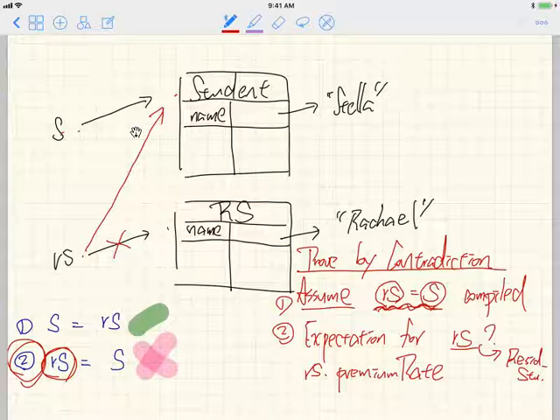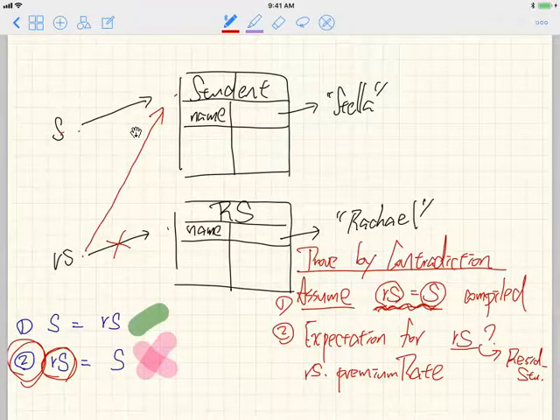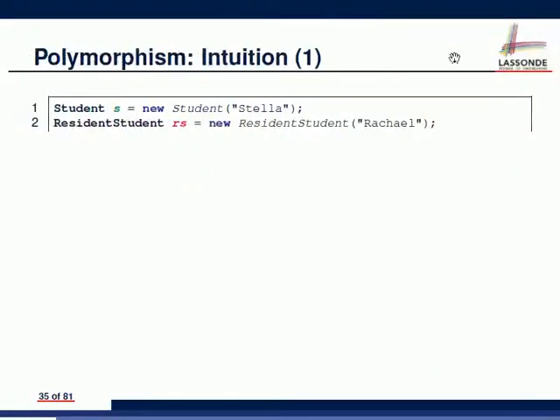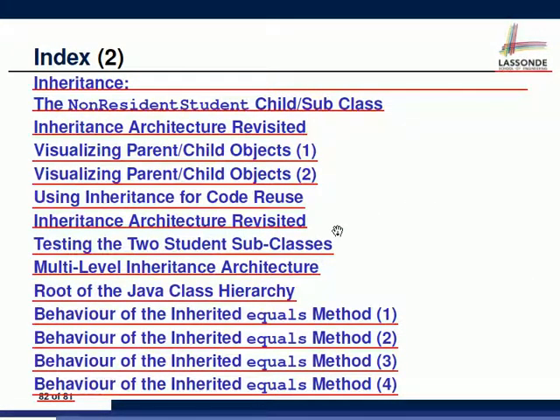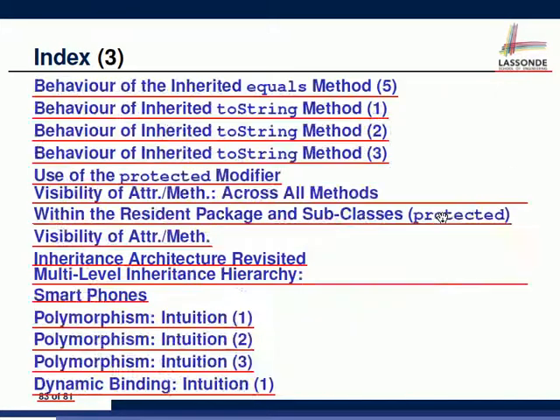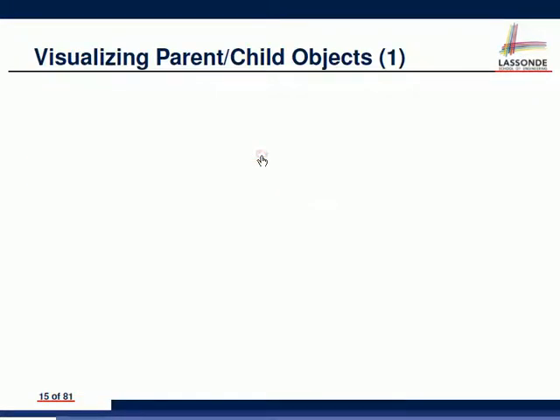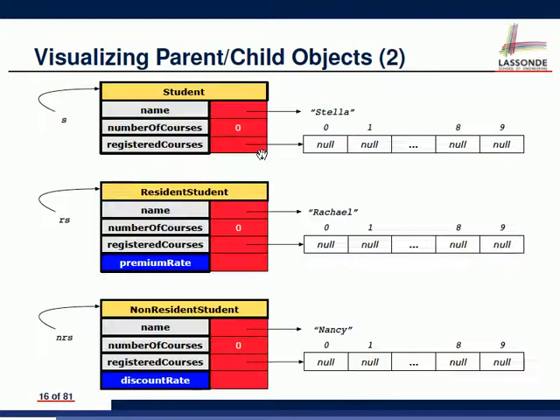No, right? Because student object, as we said last time. Let me show you very quickly again. If you go to the slides for visualizing the parent and child objects, I think over here. You can see in the student class, for any student object, we only got name, number of courses, and registered courses. But for resident student, we also got premium rates.